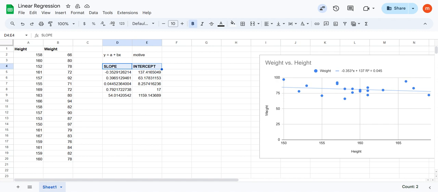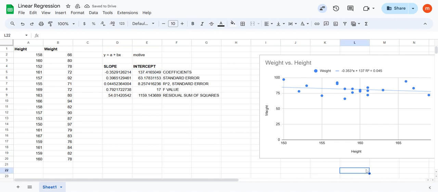Firstly, now what I've done is I've actually added all the help text for you to understand what this is all about. So whenever you use the LINEST function, please for the first column write slope and for the second column write intercept. And then add coefficient, standard error, r square, f value, and residual sum of squares. So the idea here, if you see for the coefficient, is essentially to determine what the equation would be.